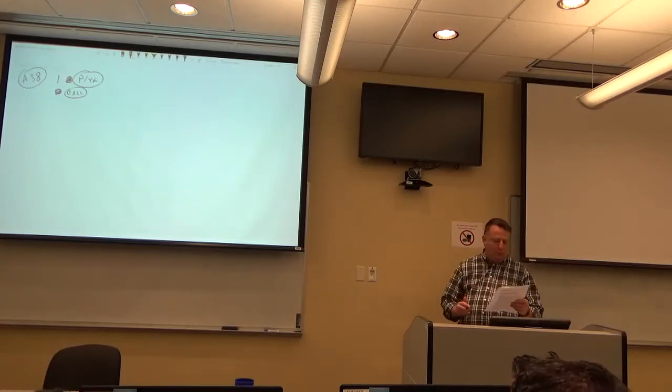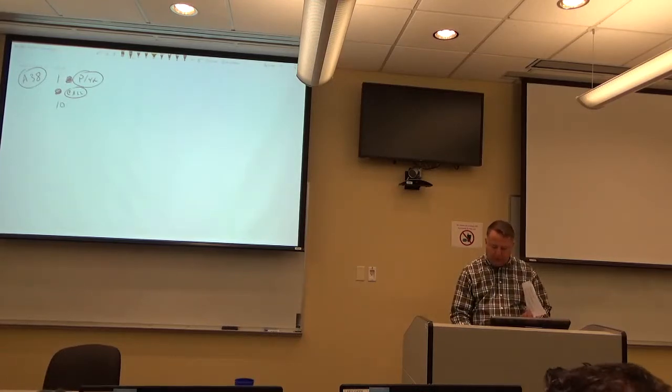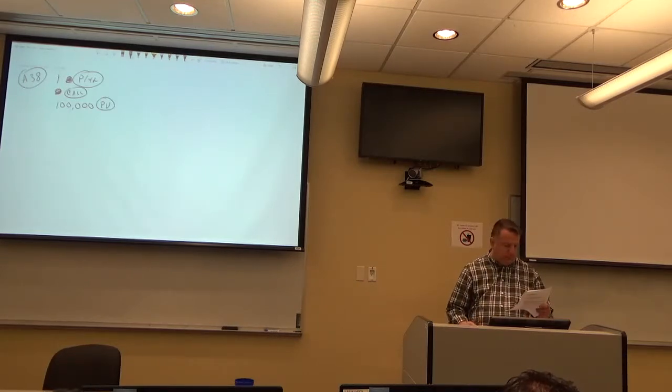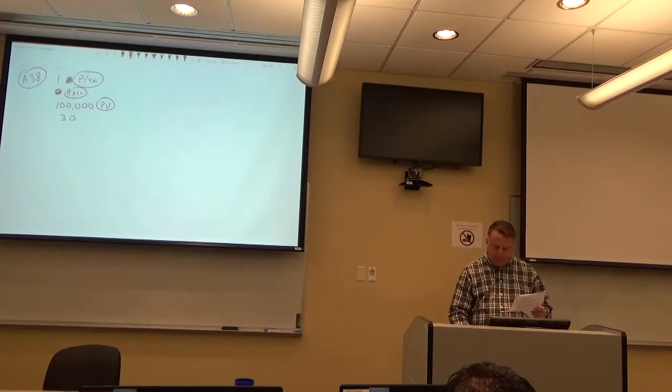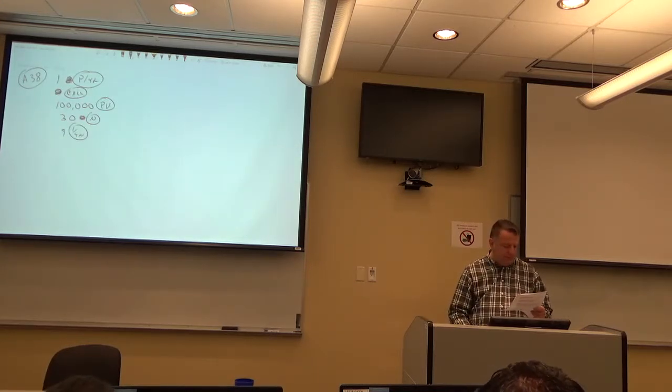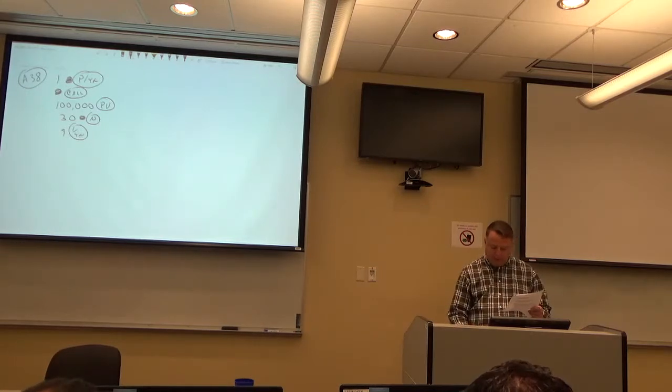In this case, we've got a mortgage for $100,000. And the payment is going to be for 30 years, at 9%. And what will the payment be if it's made at the end of the first year? So we're simply solving for payment.